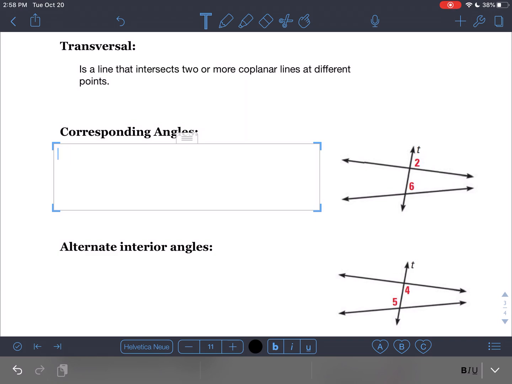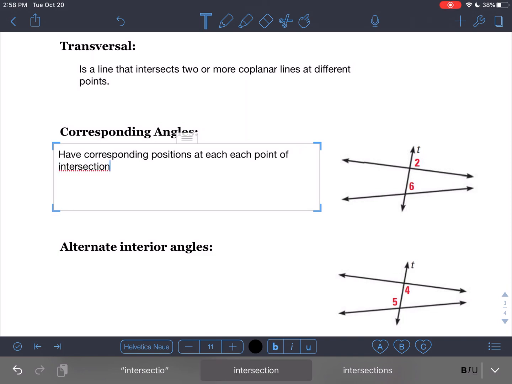Corresponding angles have corresponding positions at each point of intersection. And what I mean by corresponding positions is that they're located in the same place of each intersection. Just another way to say it.